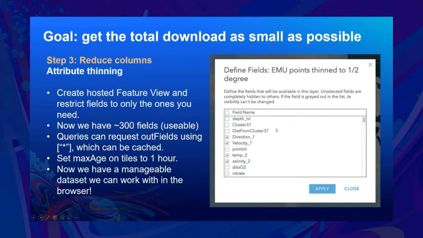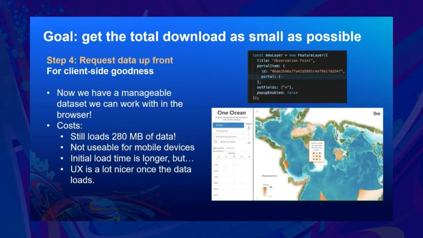So Christian reused the view capabilities of ArcGIS Online, created a hosted feature view, and picked the fields that he wanted and dropped everything else. Now that's going to result in a data set that only has about 300 fields, and when star is used, you're just going to get all 300 of those fields. Set the CDN to 1 hour, and now there's a manageable data set I can work with in the browser.